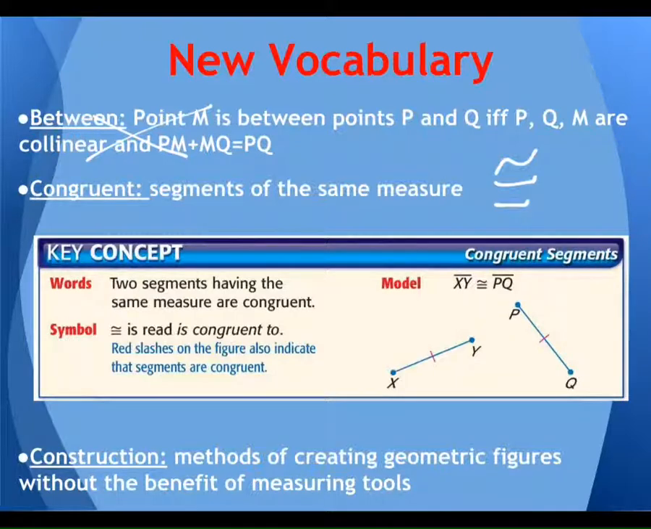Questions with that? This tick mark, if you ever see, usually they're pink in the book. If you see a pink tick mark, it means they're congruent. They're the same. If there's no pink tick mark, you can't assume that unless it tells you somewhere else.